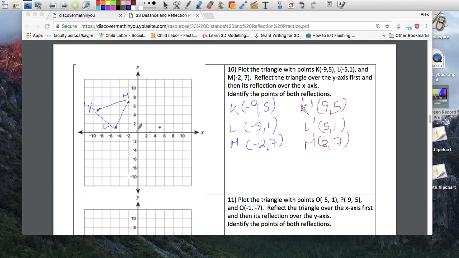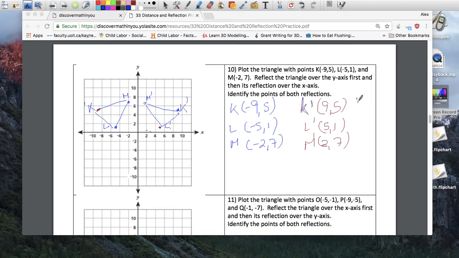So K prime is 9 and 5, 9 over, 5 up. That's okay. L prime is 5 over, 1 up. That makes sense now. And M prime is 2 over, 7 up. Here's my triangle on the other side. So that's your first reflection.